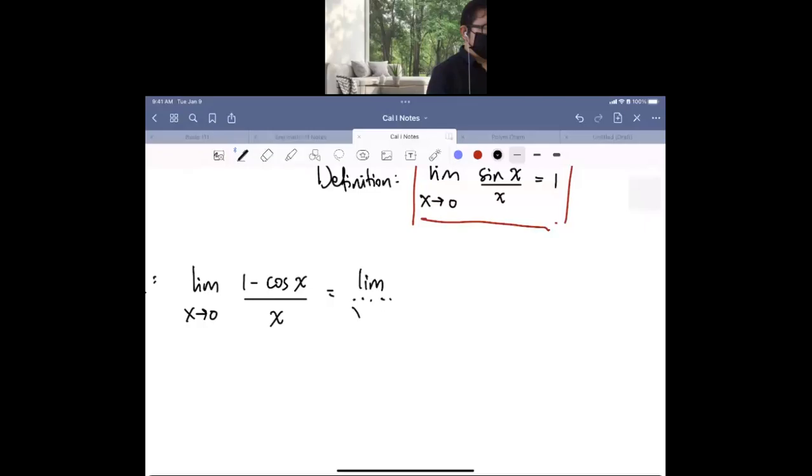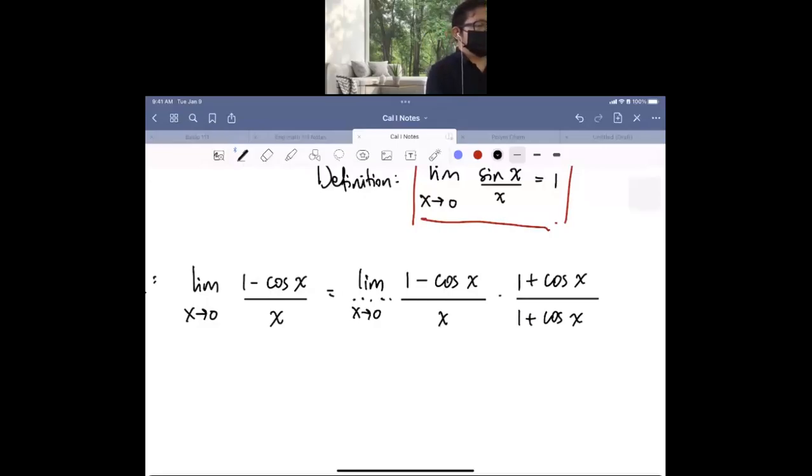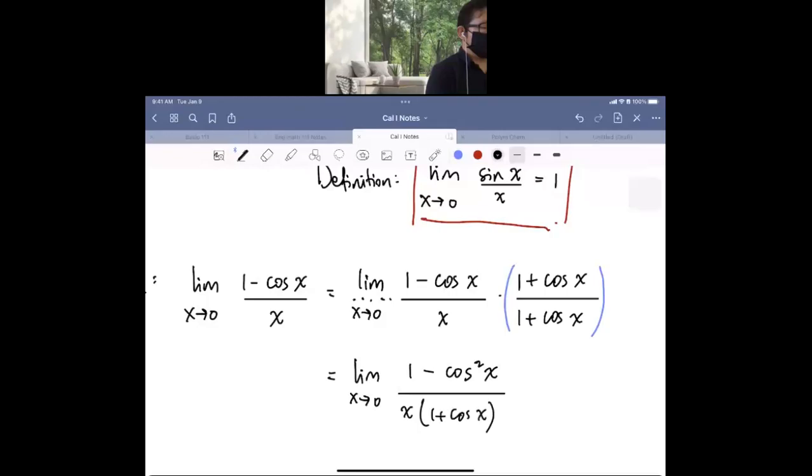Practically, let me give you. Multiply with this. And then this part becomes 1 minus cosine squared x, over x times 1 plus cos x.